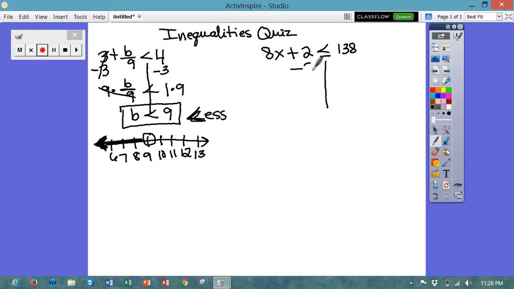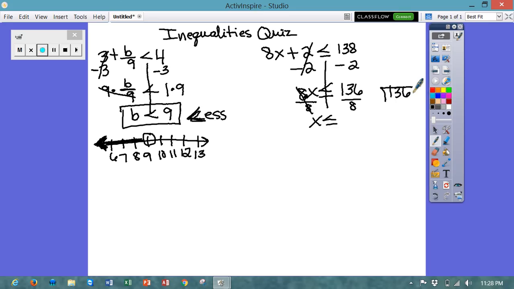The opposite of adding 2 is subtracting 2. And we do that on both sides. There's a knockout. We have 8x is less than or equal to 136 now. Then we divide by 8 and divide by 8 because this was 8 times x. The opposite of times 8 is divide by 8. And we still have the x there.